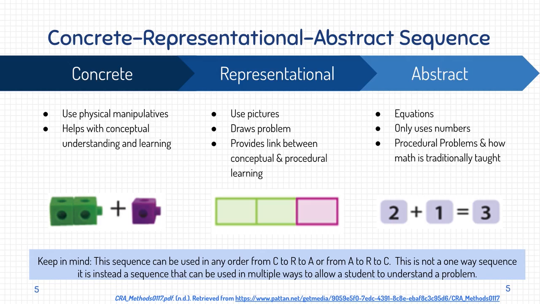Abstract is when you use equations. It only uses numbers. The procedural problems are how math is traditionally taught, and that's when you understand 2 plus 1 equals 3, using those symbols. Now keep in mind, the sequence can be used in any order, from C to R to A, or from A to R to C.